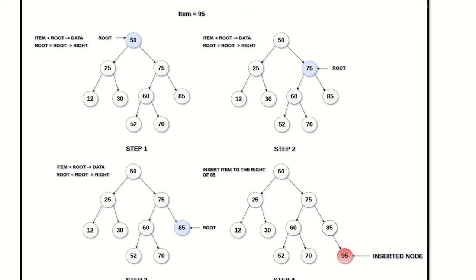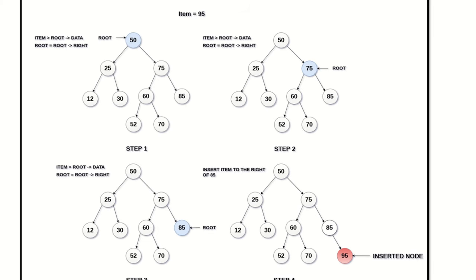In the right subtree, there is again one more subtree where 75 acts as a root. So 75 has to be compared with the item to be inserted, 95. Since 95 is greater than 75, again it moves to the right side of 75. There you have one more element, 85. Now 85 will be acting as a root node, and the element to be inserted, 95, will be compared with 85. Since 95 is greater than 85, it will be inserted as a right child of 85.